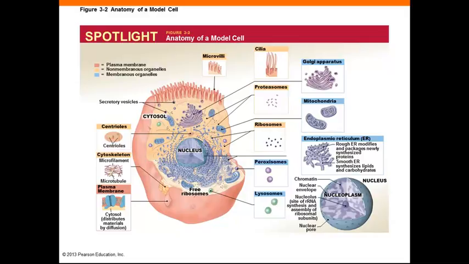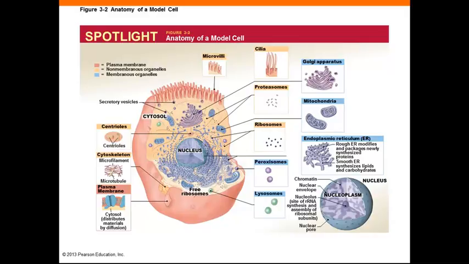We also have centrioles right here. These little structures almost look like noodles. These are cylindrical in shape. They move DNA strands during cell division. So we only talk about those when we're talking about mitosis and meiosis for the most part.